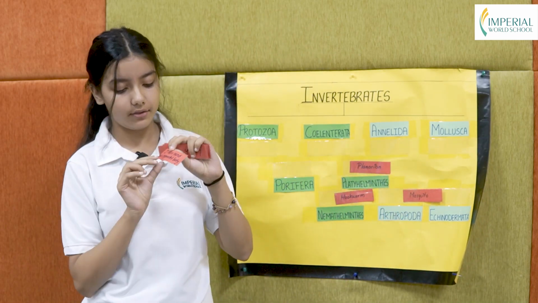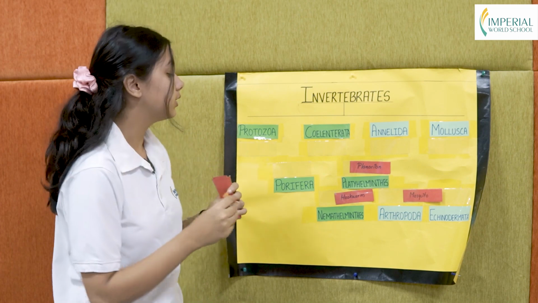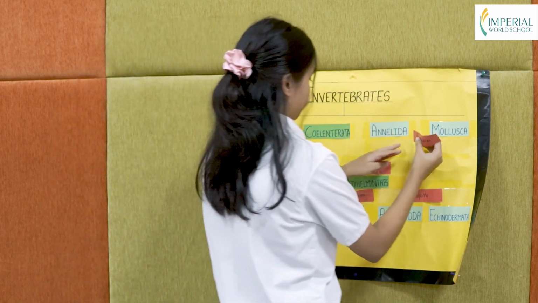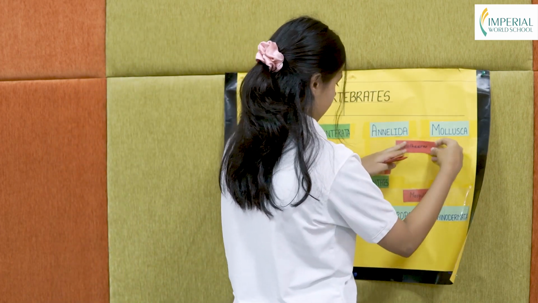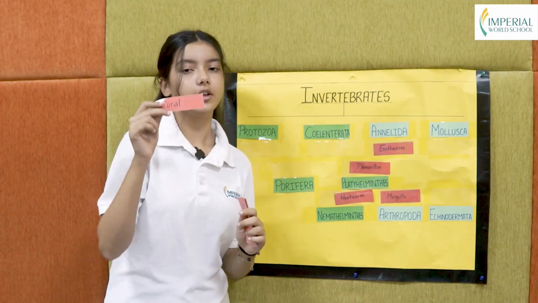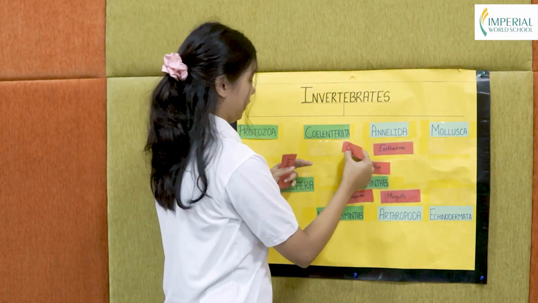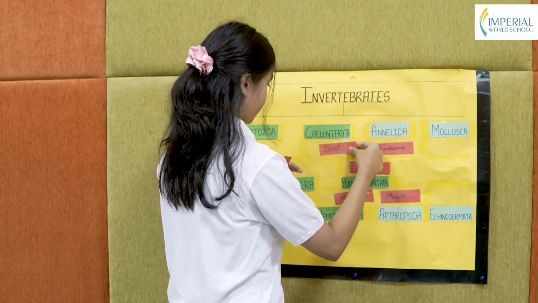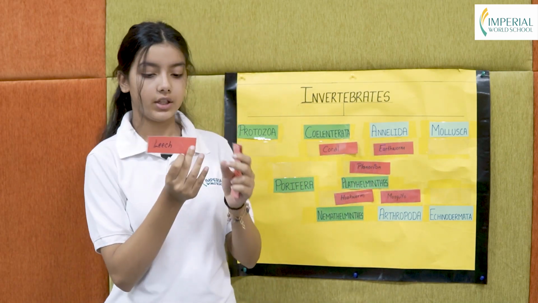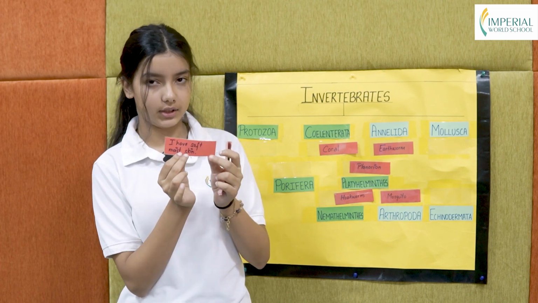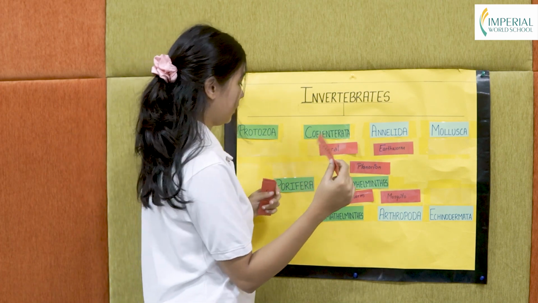Earthworm. I have segmented body, so it is Annelida. And coral, I have tentacles, so it belongs to Coelenterata. Leech. I have soft, moist skin, so it belongs to Annelida.